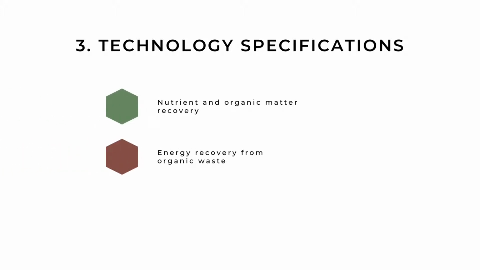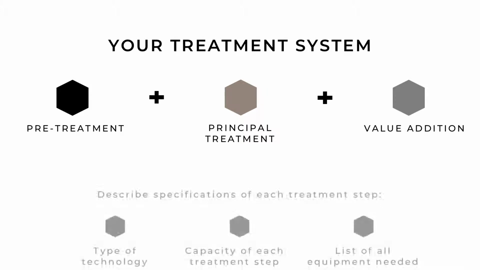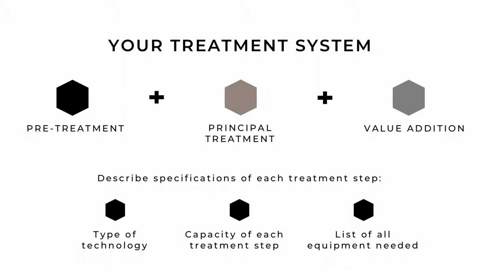We continued during weeks 2 and 3 to look at the specific technologies for nutrient and organic matter recovery, energy recovery, and water recovery. At the end of week 3, you identified the type of technology, the capacity of each step, and the list of all the required equipment.